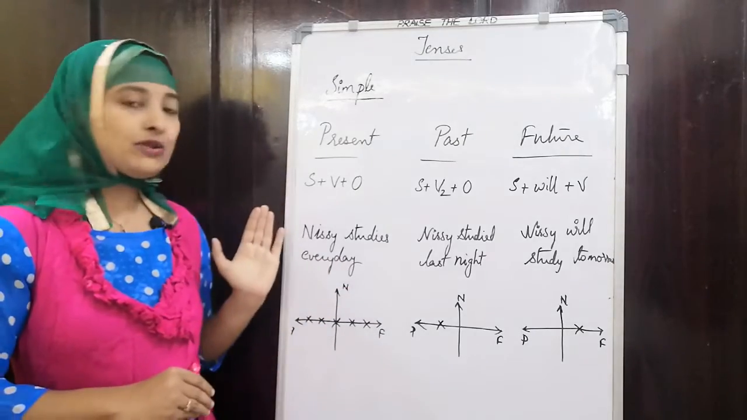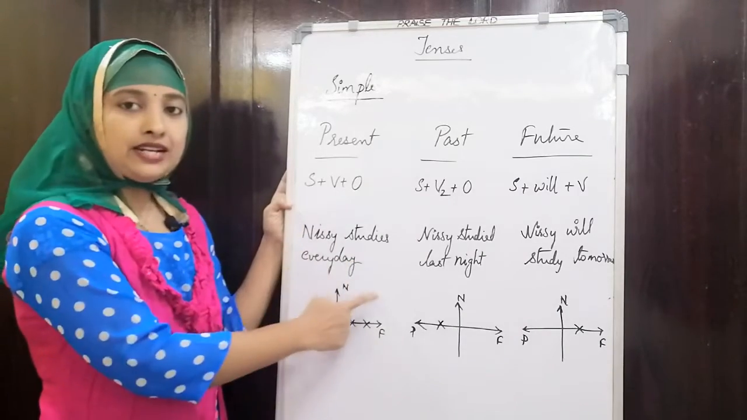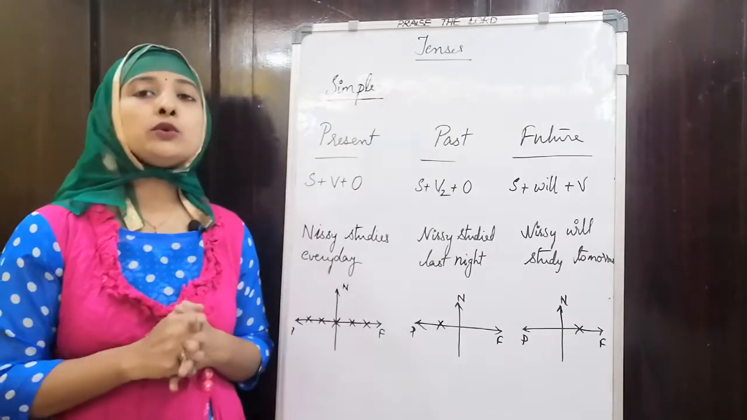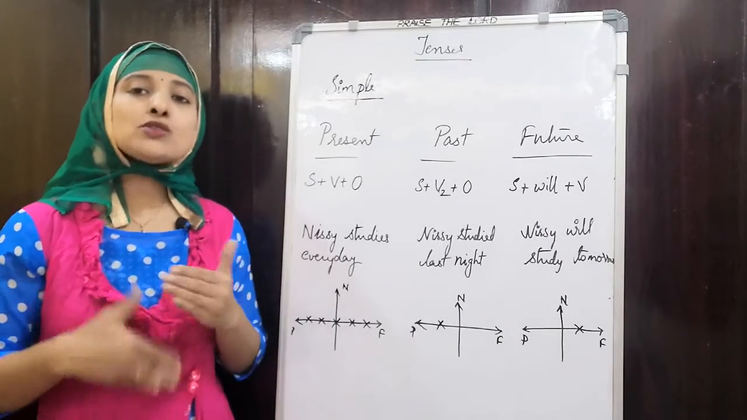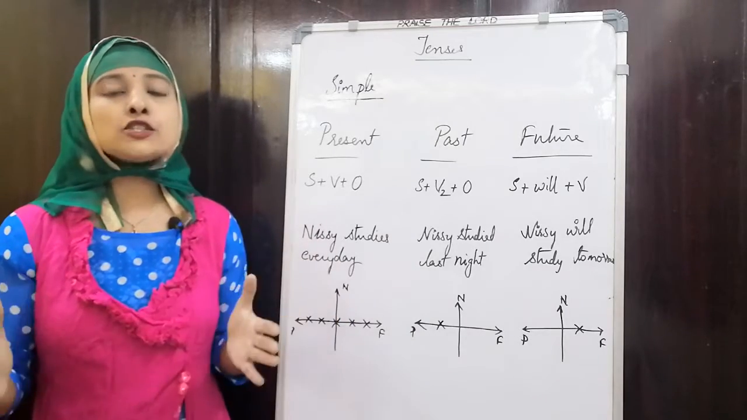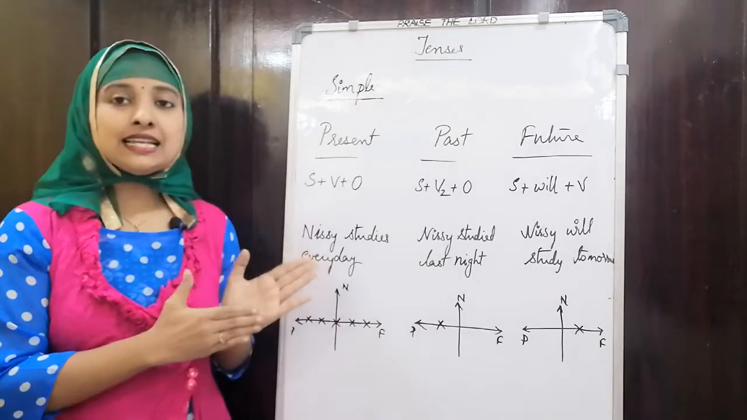So with an example we can see, subject is Nissi here. Nissi studies every day. So what is present tense? Simple present tense is used to talk about events which happen on a regular basis, or for generalized topics, or even for universal facts. The simple present tense is used.